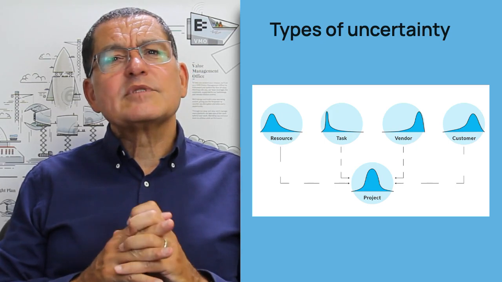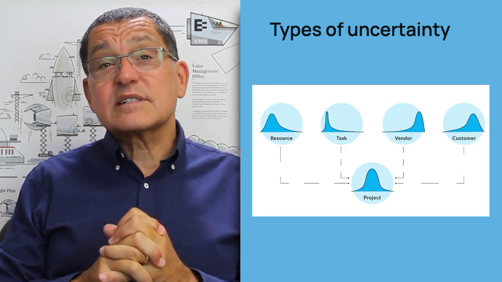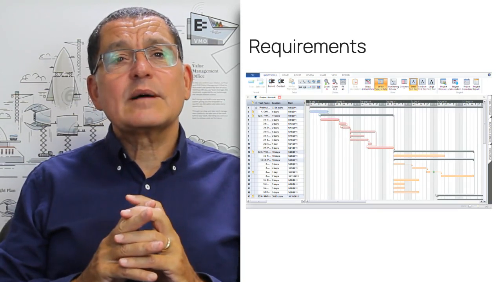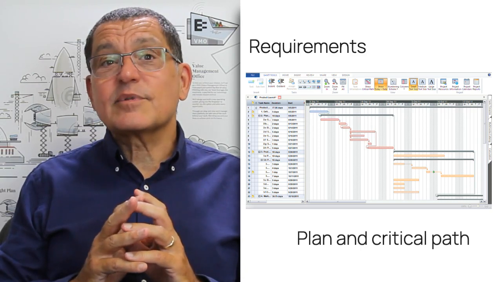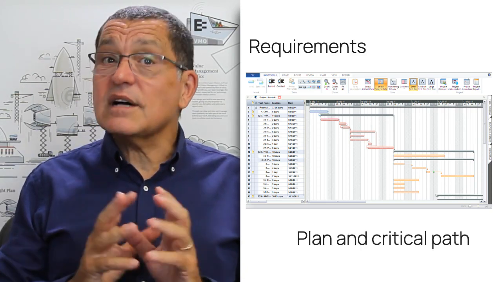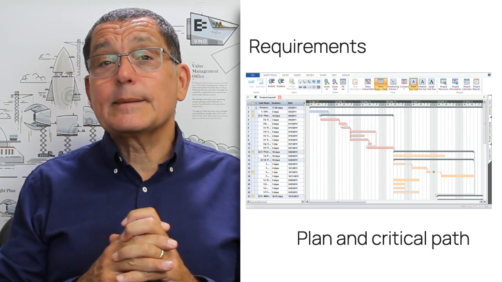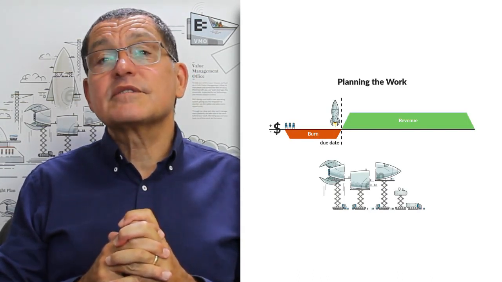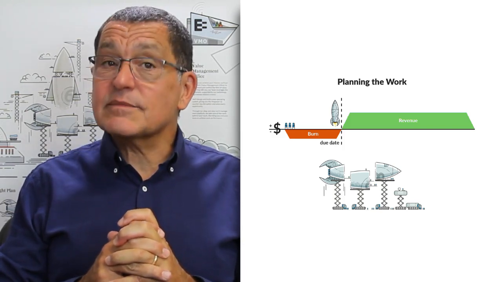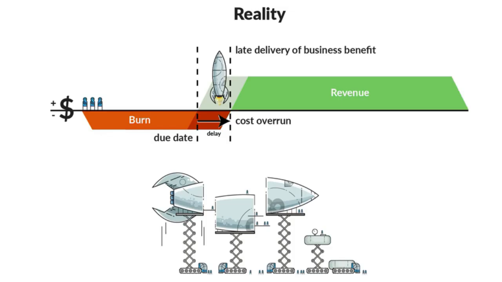Let's take a look at what happens when we want to understand a project's scope, cost, and schedule against the timeline. We assume we know what the requirements are for our rocket and have a clear scope. We plan the work and define the project's critical path, the chain of tasks that defines the project's timeline. The red shows the amount of money we're going to burn over the duration of the critical path until we start to make some revenue from selling our rocket.